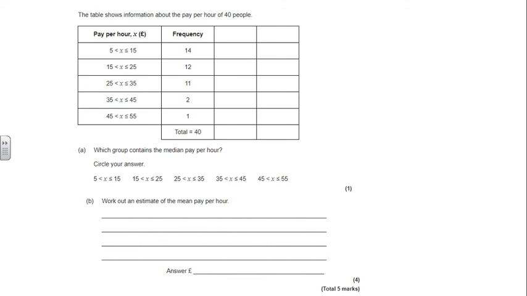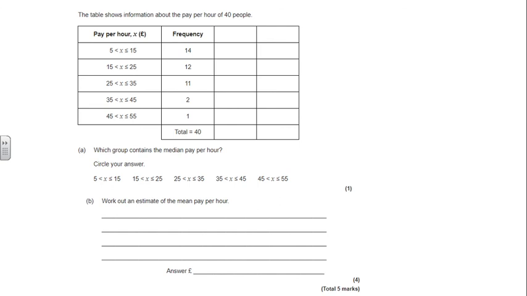Let's have a look at some exam style questions. So the table shows the information about pay per hour of 40 people. Which group contains the median pay per hour? So we'd fill out the table first of all. And then we'd identify which number from the group at the bottom is going to be.